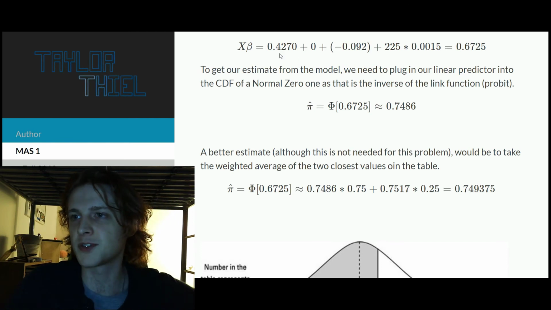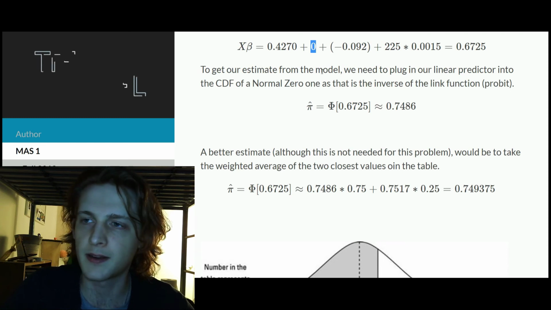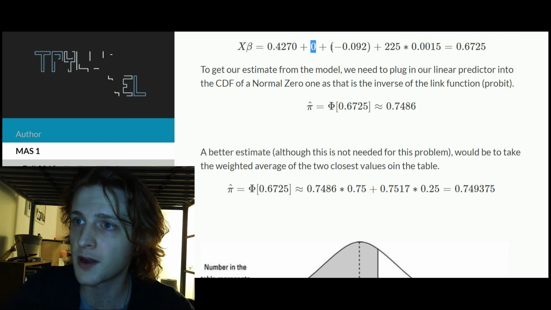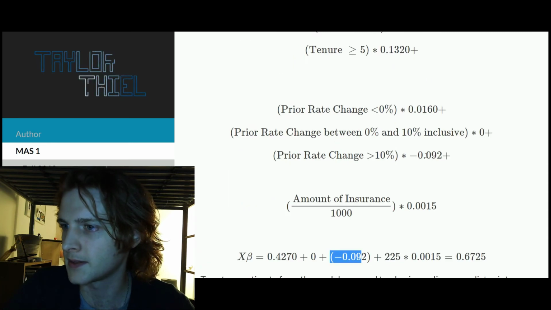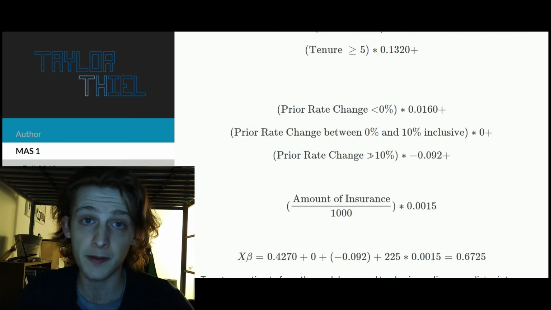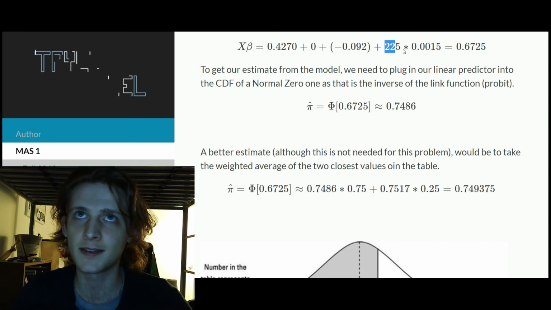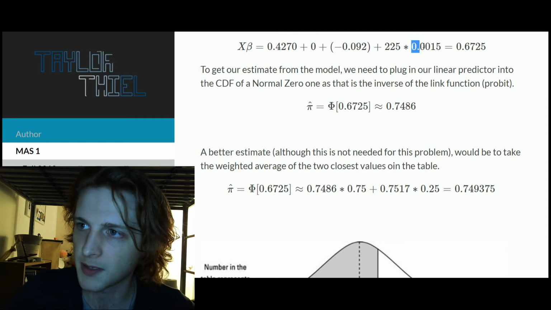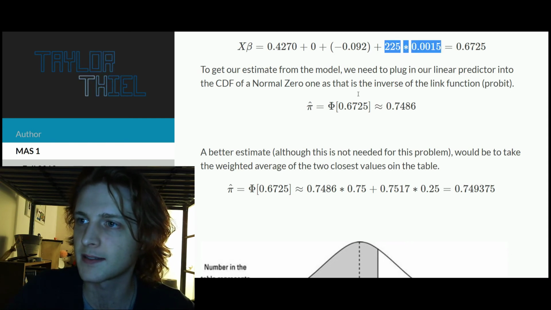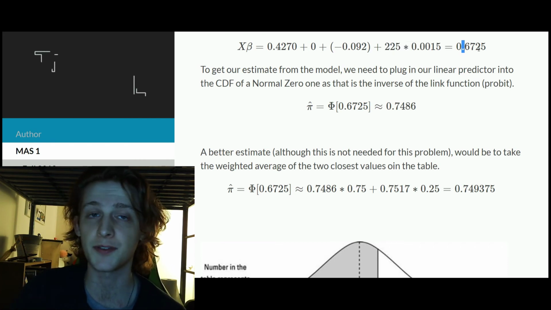But then we just plug and chug here, and so we have our intercept term. Our tenure is actually the reference level, so it's just 0. The next component is that negative 0.092, so prior rate change was greater than 10% because it was 12%. And then 225,000 divided by 1,000 is just 225 multiplied by its coefficient, because again, this is a continuous predictor. And then that finally gets us 0.6725.